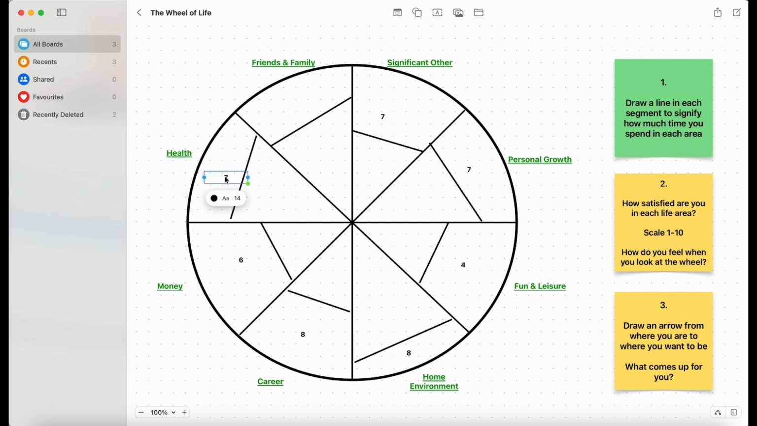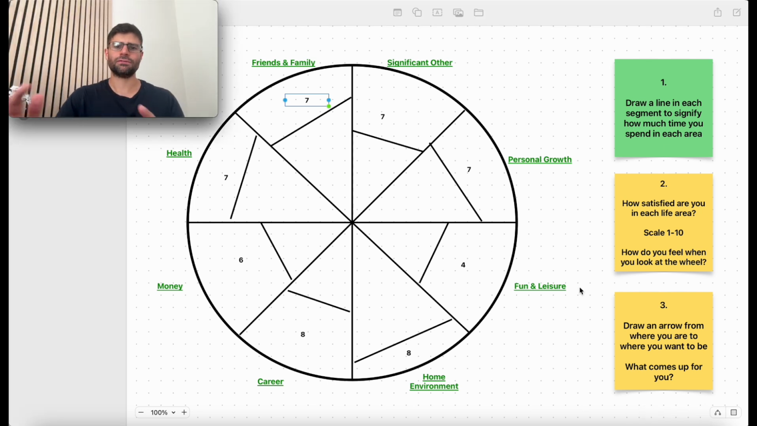And the last one, friends and family. So how satisfied am I with that? Well, I'm going to go for a 7 again. I think fairly satisfied, but you know, I have friends who live across different parts of the world. I see them occasionally, but I'd like to be able to spend more time with them. So maybe that would link to me traveling more. So already it's coming together.